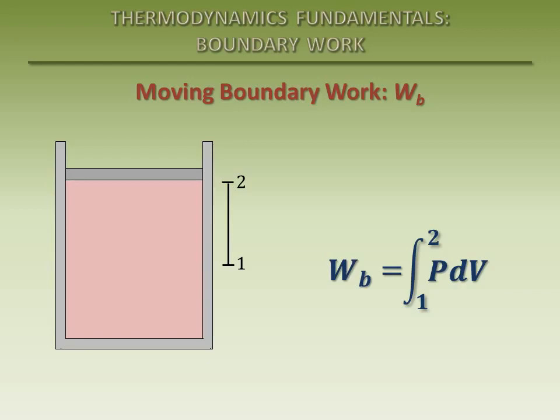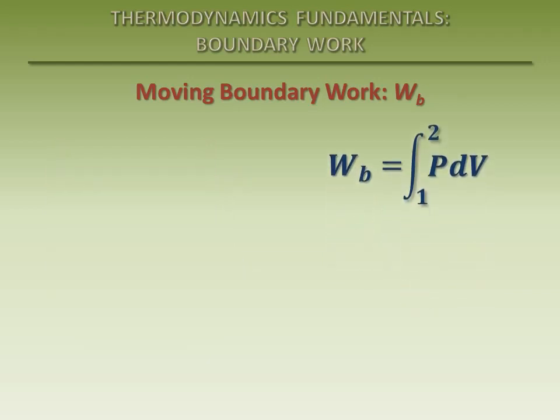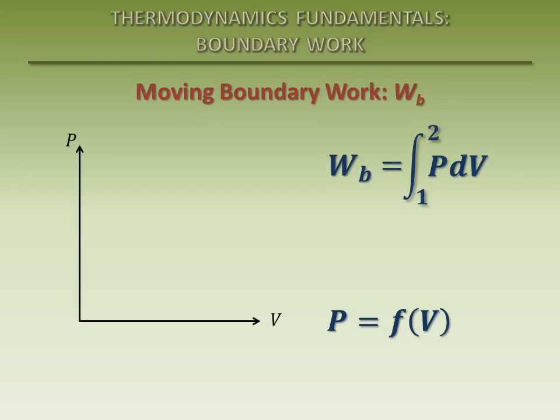In order to integrate the right side of the equation, we need to have a functional relationship between the pressure and the volume. In other words, we need to know how the pressure changes as the volume changes. This functional relationship can be seen by plotting the pressure as a function of the volume. Let's look at some examples of different process paths on the PV diagram.